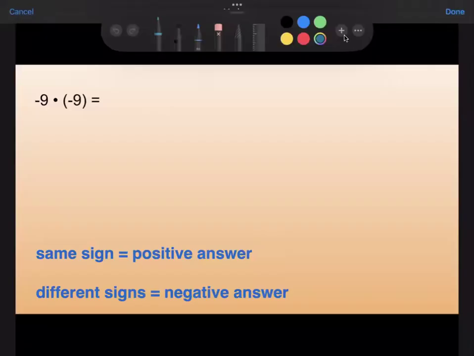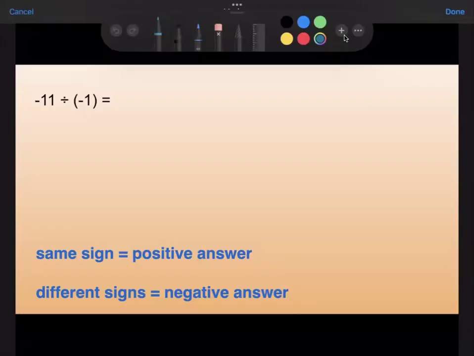Okay, so here's our next one. We're going to do -9 times -9. So the first step is to determine whether the answer is going to be positive or negative. Both of these numbers are negative, so they have the same sign, which means we're going to get a positive answer. So I'm going to put a plus there so I know that I've thought about that already. Now, the second part is the calculation. 9 times 9 is 81. So the answer is going to be a positive 81 or just 81.